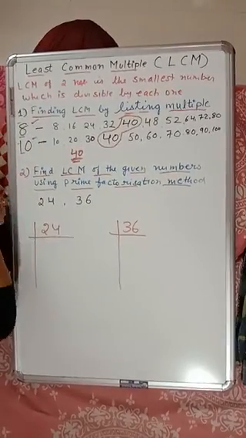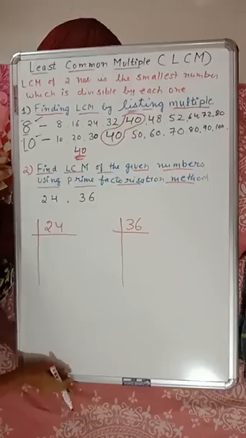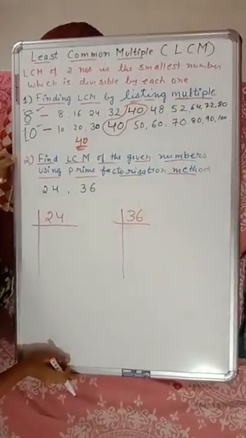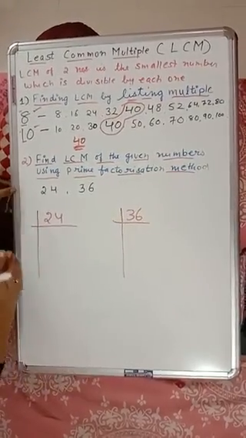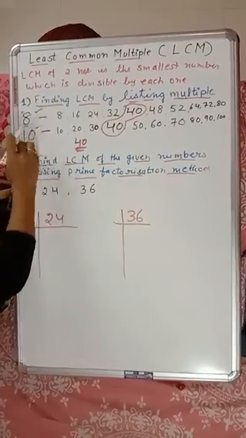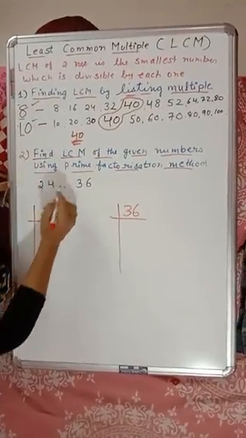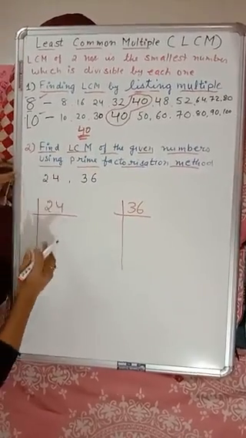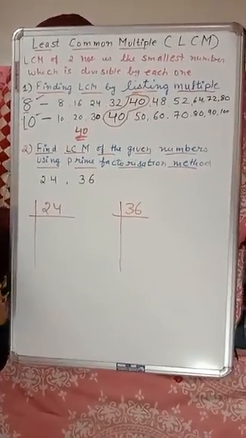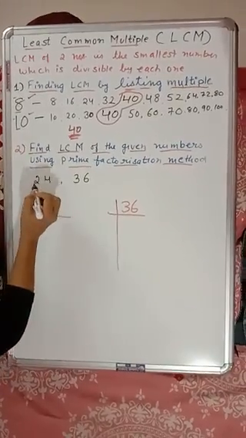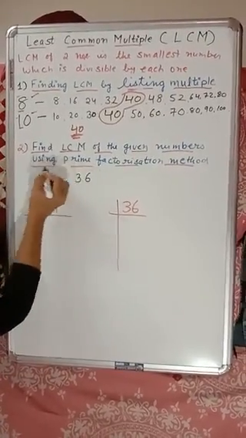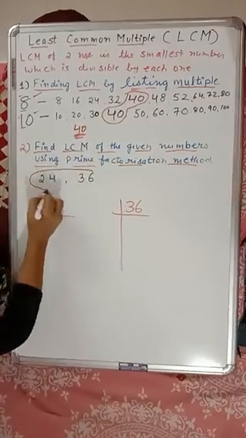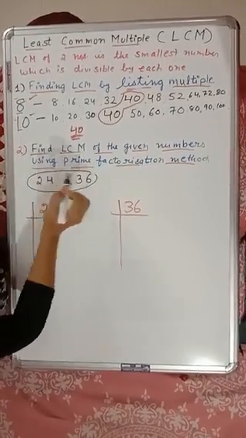But when we are finding the smallest common multiple of big numbers, this method will be a little difficult for us. So we have to do it by the prime factorization method. Now I will show you how to do it. Here we have 24 and 36. Now we have to find the smallest common multiple of 24 and 36.